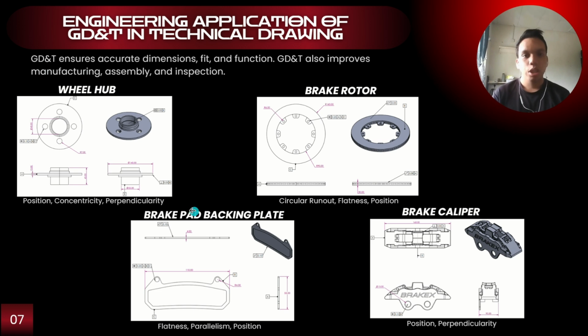For the wheel hub, we apply position, concentricity, and perpendicularity control. For the brake pad backing plate, we use flatness, parallelism, and position. The brake rotor uses circular runout, flatness, and position to reduce vibration and ensure smooth braking. Finally, the brake caliper applies position and perpendicularity for proper alignment and piston movement. Overall, GD&T improves braking performance, safety, reliability, and component lifespan.